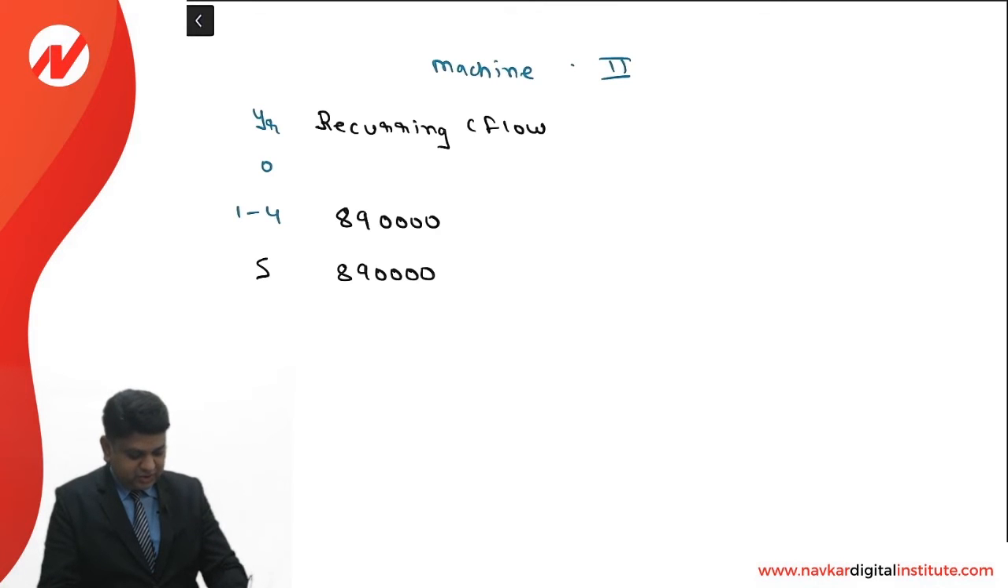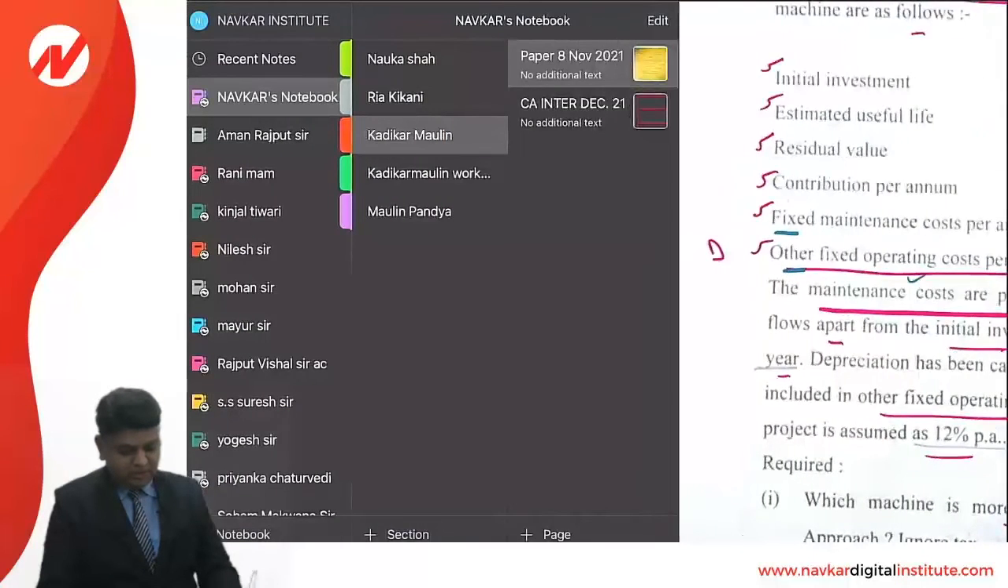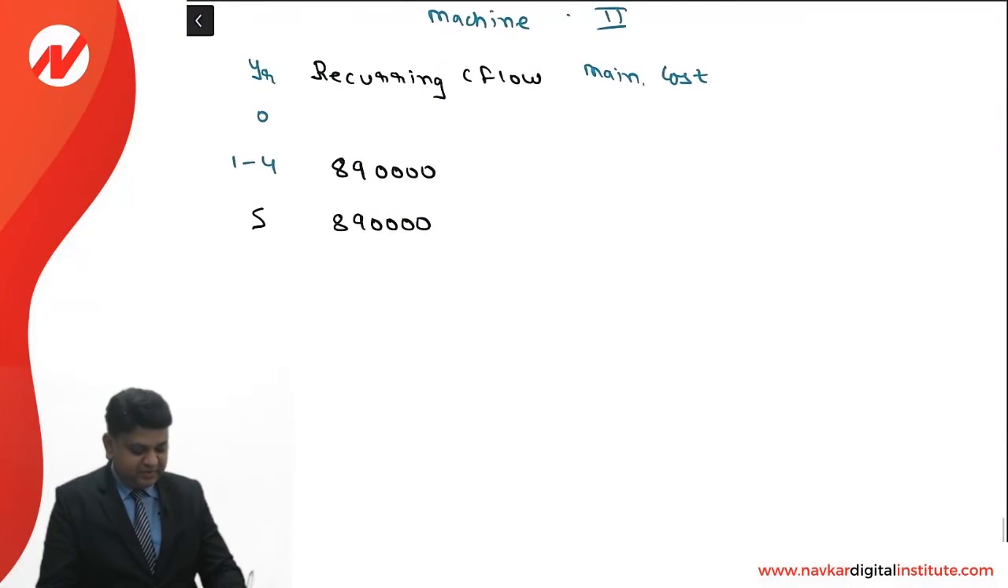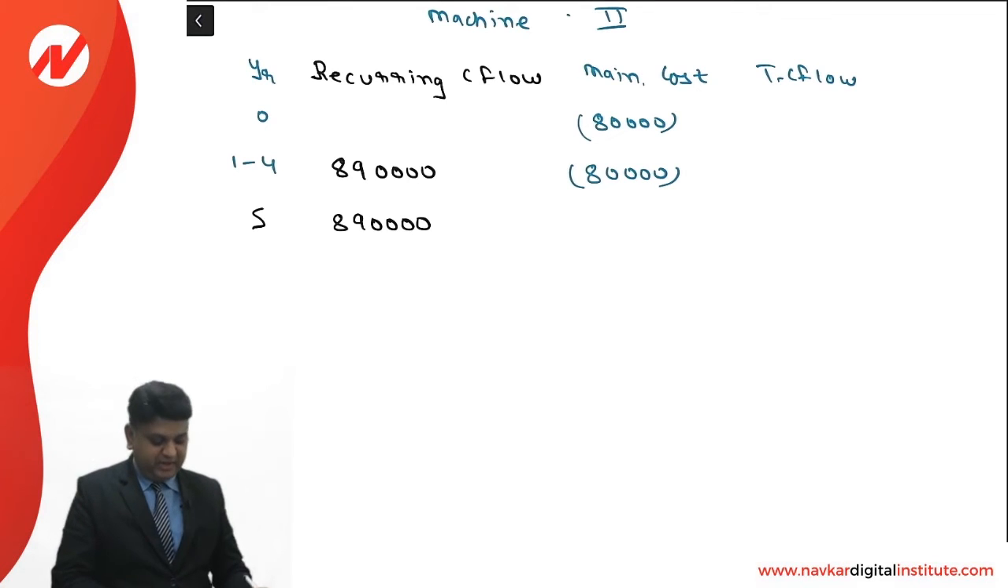Next is the maintenance cost, which is required to be paid at the beginning of the year. We can see that the fixed maintenance cost is given, an amount of 80,000. So beginning of every year means end of the previous year. So it is an amount of 80,000. In the last year you will receive the terminal cash flow. The residual value which you are going to receive at the end of the 5th year is rupees 1 lakh.